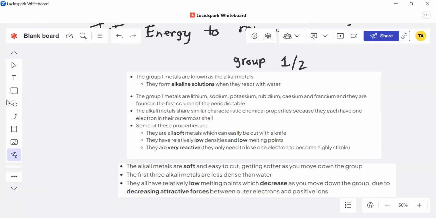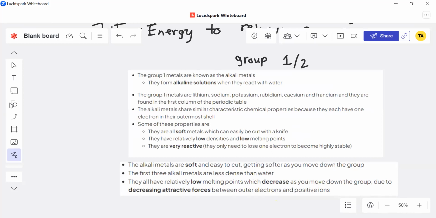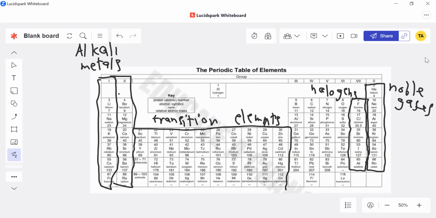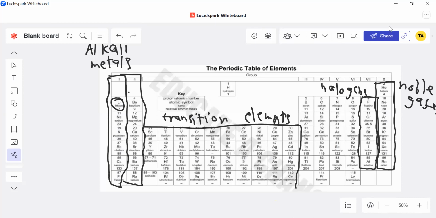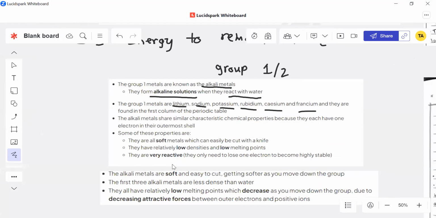So let's go to group 1 first. But let's study group 1 first. Group 1 metals are known as the alkali metals because they form alkali solutions when they react with water. And group 1 metals are lithium, sodium, potassium, rubidium, cesium, and francium. So all of these are group 1 elements, and they are called the alkali metals. And the alkali metals share similar characteristic chemical properties because they each have one electron in their outermost shell.